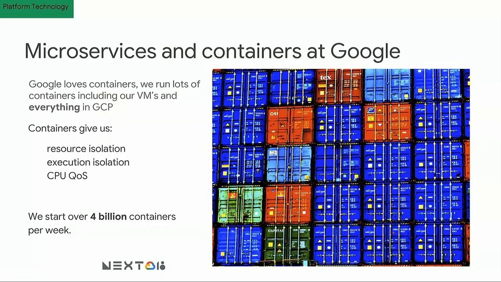Containers really give us that abstraction boundary and, importantly, an isolation boundary for resources, for execution, also for us to manage quality of service on CPUs. To give you a sense of context around this, when you run a service on GCP, you're really running a service within a container that's running on a guest OS that's within another container that runs on our host OS. As we highlighted in the morning again, on a weekly basis, we start over 4 billion containers.